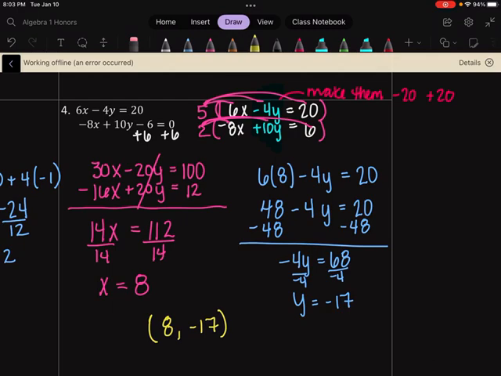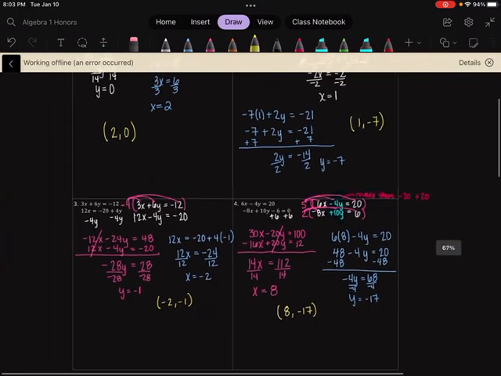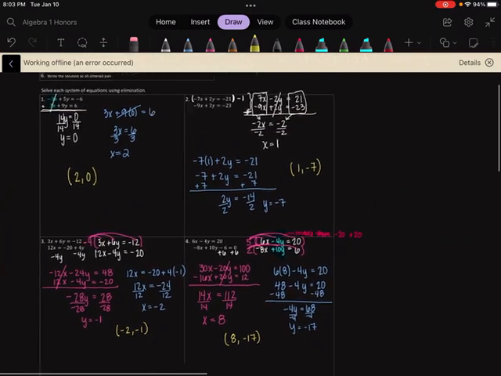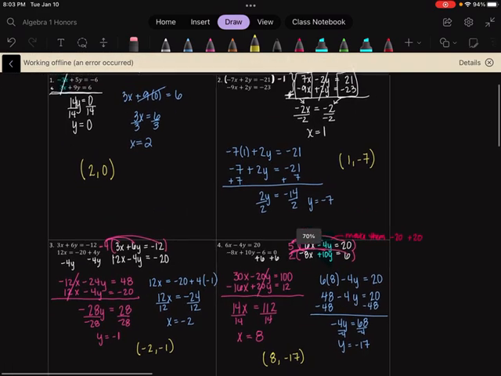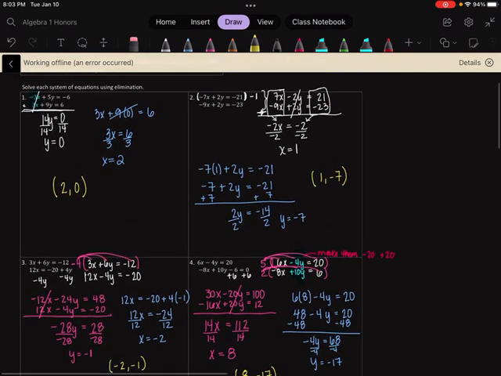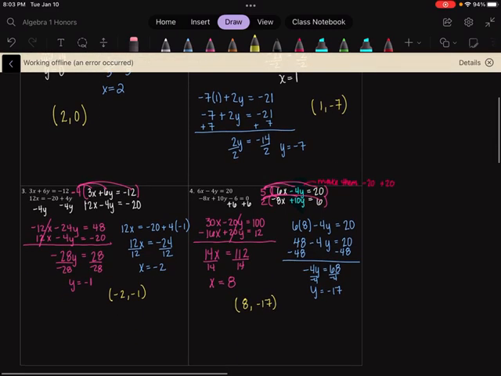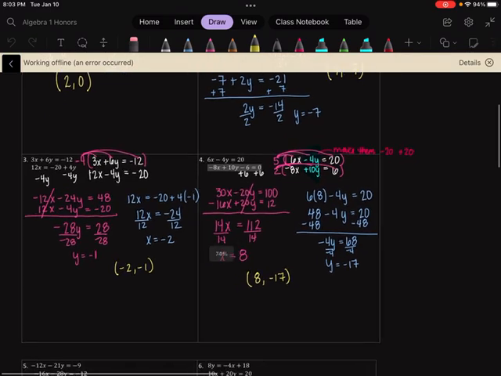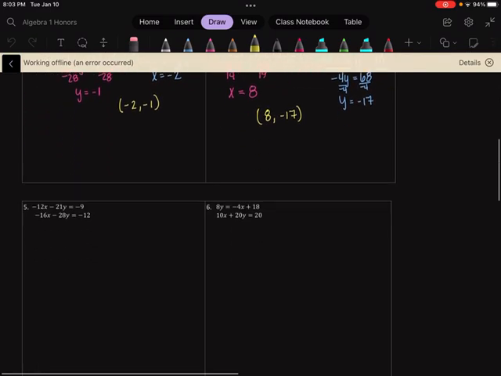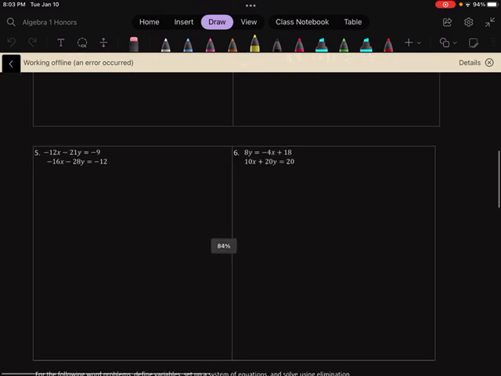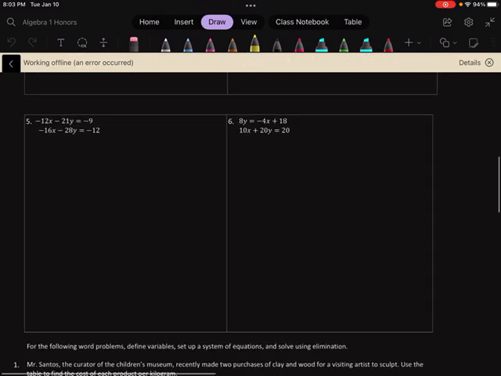So those are the basic 4 ways of going about doing this. In number 1, they were already opposites. Number 2, I just had to multiply by a negative. Number 3, I just had to multiply one of the equations. And in number 4, I had to multiply both of them. So we're going to do 2 more. And you might be like, oh, 2 more, yay. Yay, but they might be maybe some special cases.